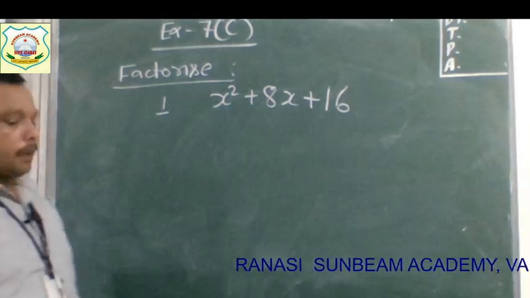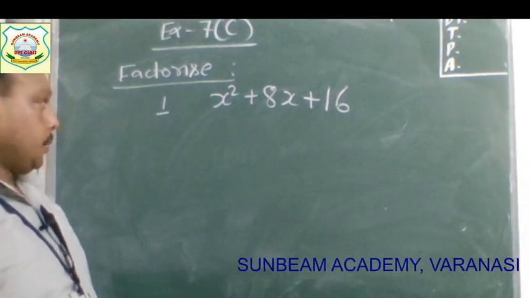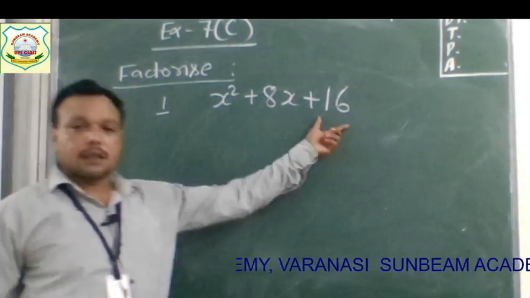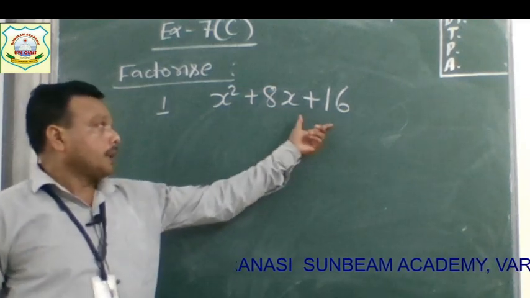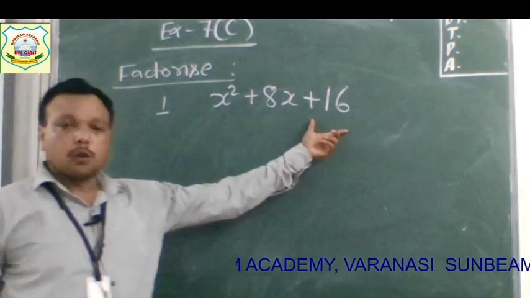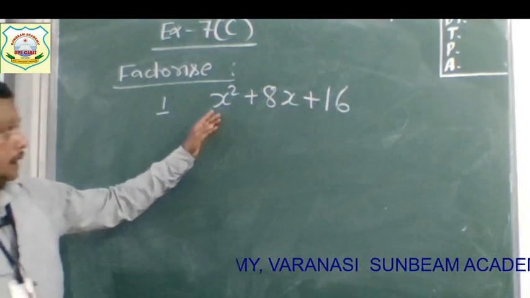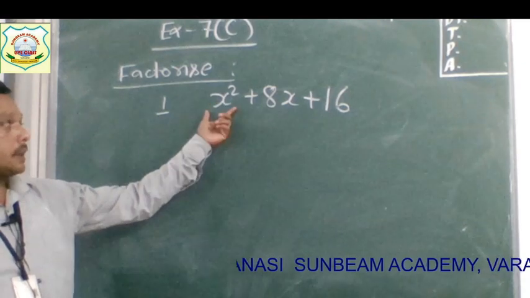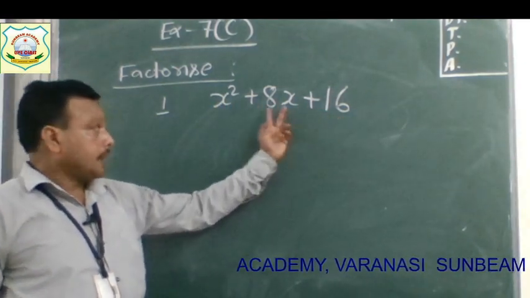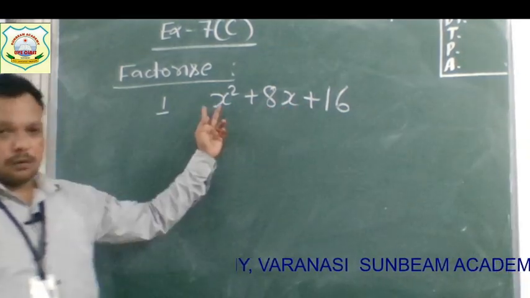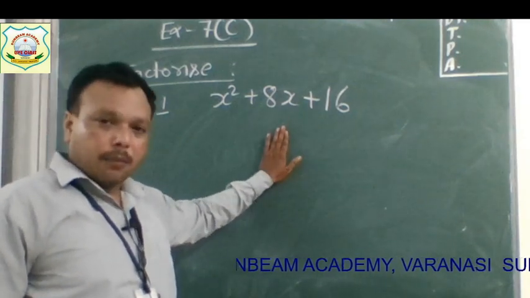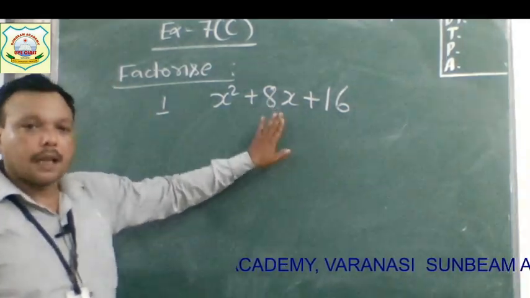Students, here we will use the identities. First of all, we will see if anything is common here in x square plus 8x plus 16. No value is common here, because if we make one group, we do not get a second group. Also, x is a variable but 8 and 16 have no variable, and there is no common numeric value. So students, now we will identify which identity we can use here.